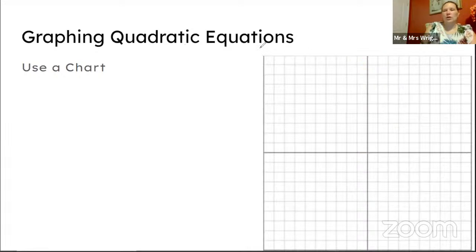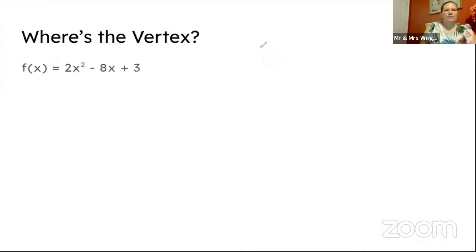And one way you can always, whenever you're asked to graph anything, just pick some numbers, plug them in for the inputs, get some outputs, graph the dots and see where it takes you. That's always one way to graph something. Now, maybe I don't feel like doing all of that work.